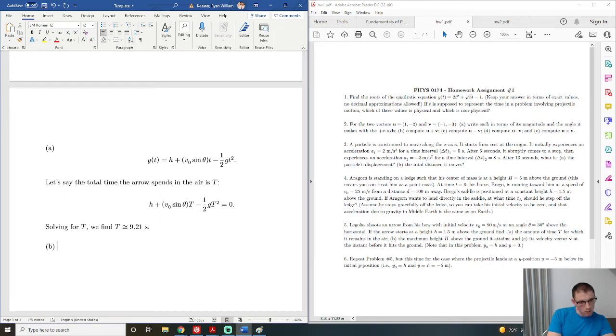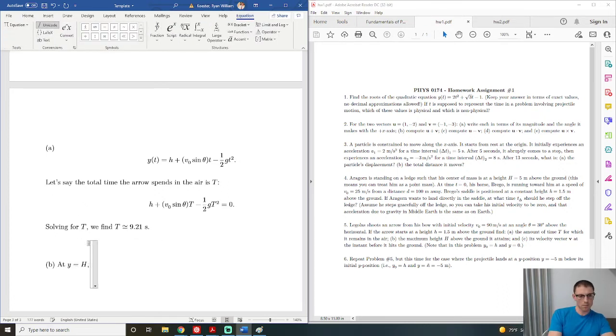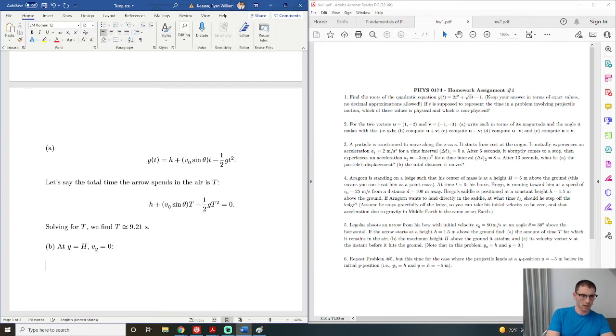But the response that I like is that v is 0 at the top of the parabola, though I do need to clarify that the y component of the velocity is 0 at the top of the parabola, because the x component is going to stay the same. So how I would do this is I would say that at y equals h, the y component of velocity is 0. This is what we want to do.